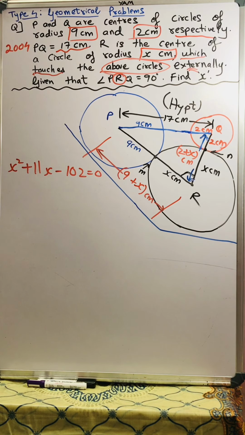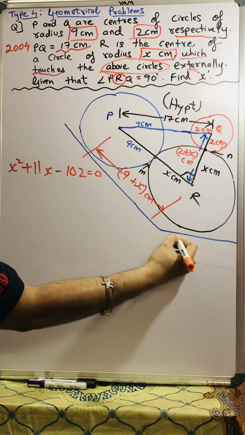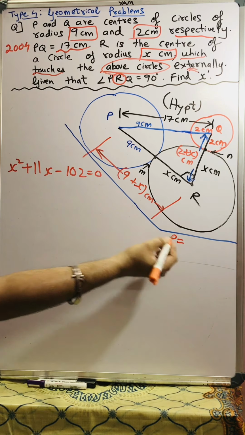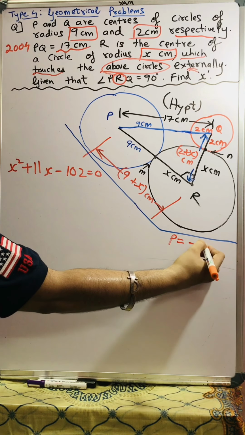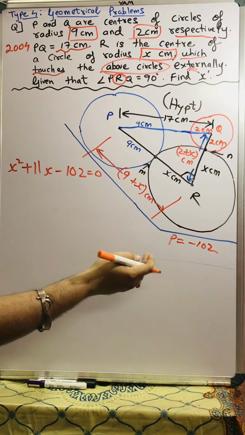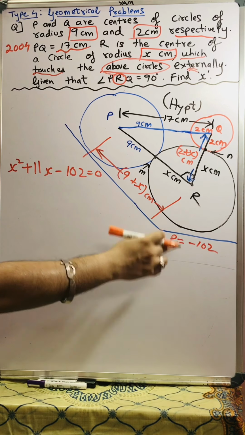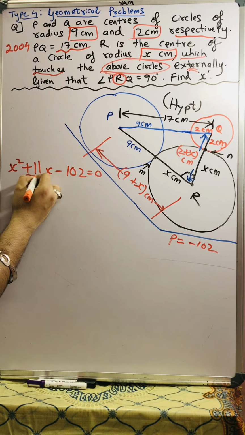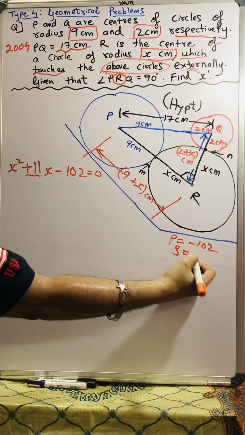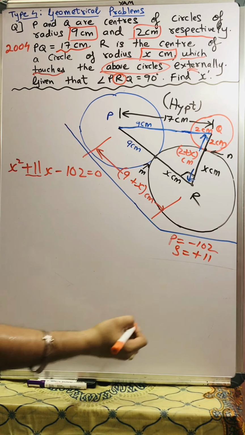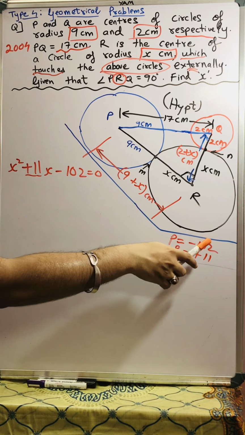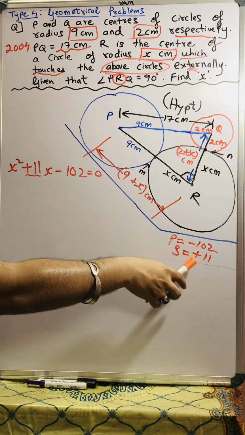Students, I have copied this quadratic over here. We need two numbers such that their product P is minus 102, and when we add the same two numbers, I should get plus 11 over here. So the sum S should be plus 11. I need two numbers such that their product is minus 102 and their addition is plus 11.